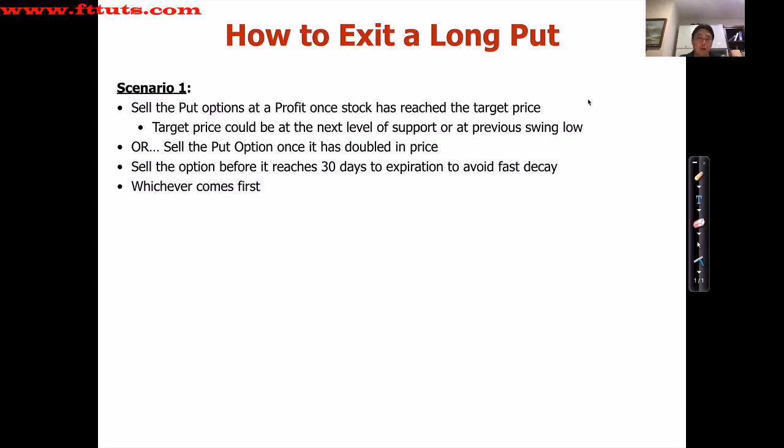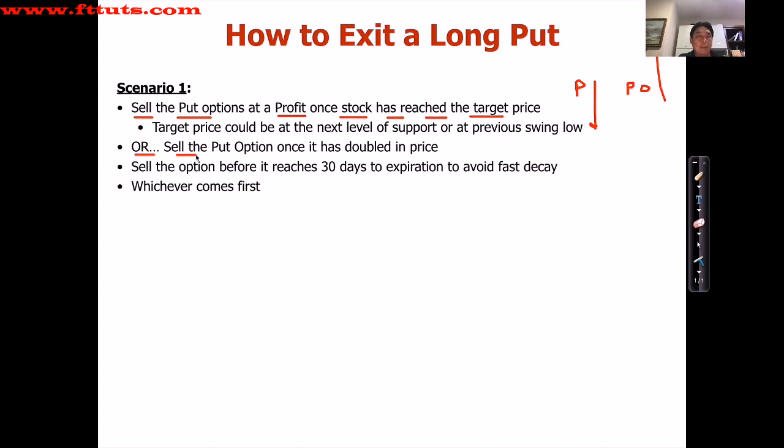So recall that for put options, when the stock price goes down, what happens to our put options? That's right, they rise in value. So we buy the put at a low price, we sell at a higher price, we make that profit. Minus the premium, we get a net profit. So we sell the put options at our profit once the stock has reached the target price.